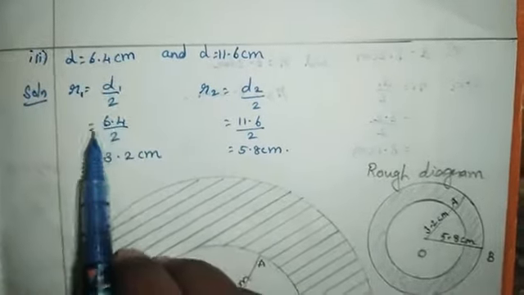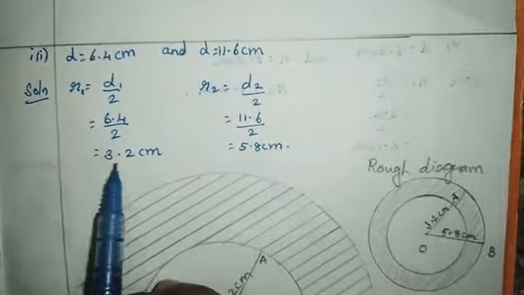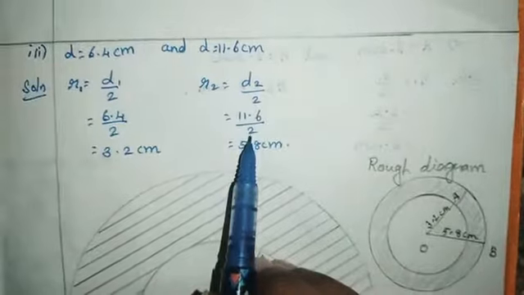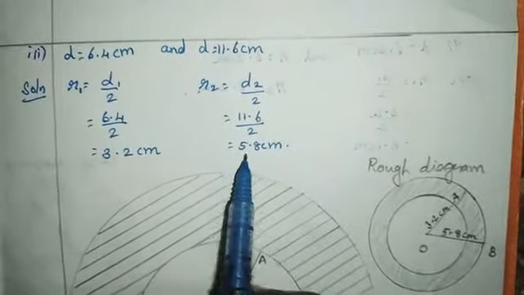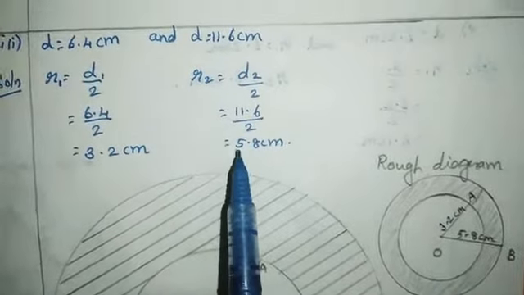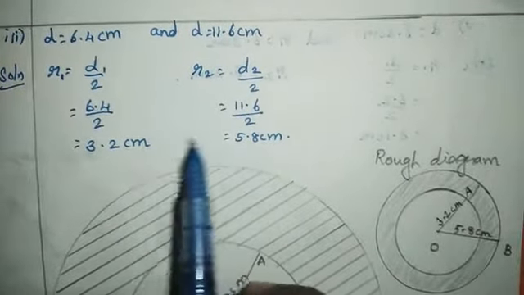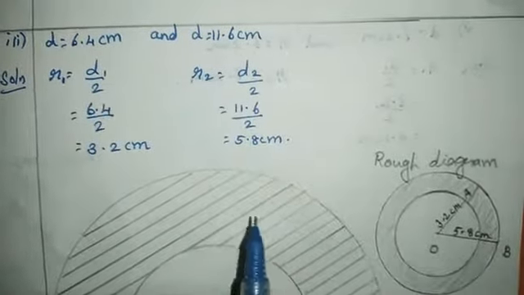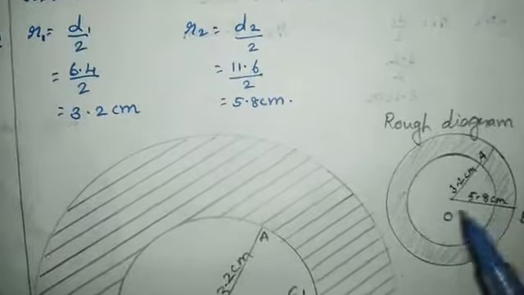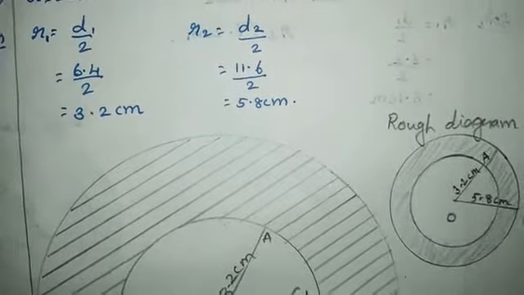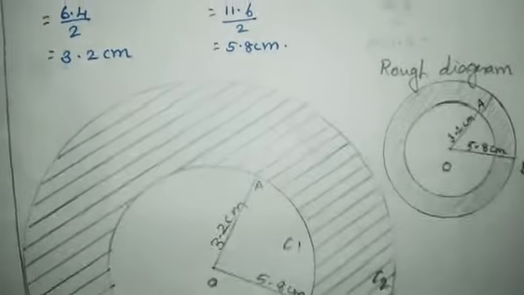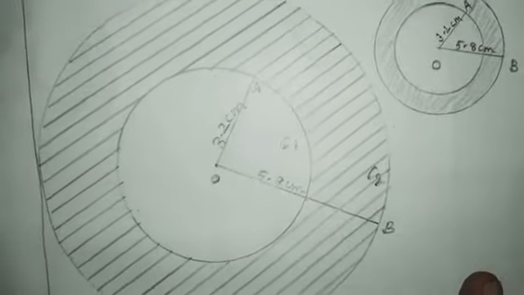D1 is given as 6.4 centimeters. If we divide it by 2, we get 3.2 centimeters. And D2 is given as 11.6. If we divide it by 2, we get 5.8 centimeters. Now R1 is equal to 3.2 centimeters and R2 is equal to 5.8 centimeters. Using these two measurements, we are going to draw the concentric circles. For that, first you have to draw the rough diagram and mark OA equal to 3.2 and OB equal to 5.8 centimeters. After drawing the rough diagram, you have to construct the concentric circles.